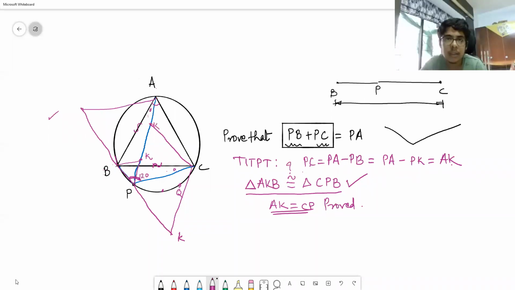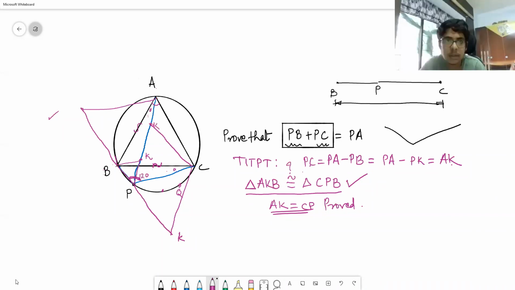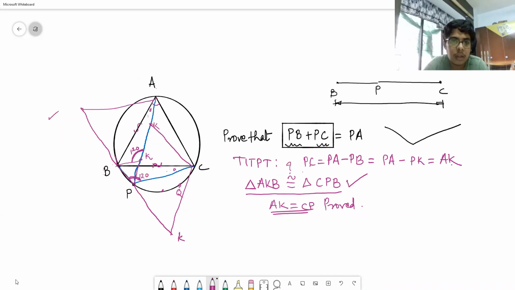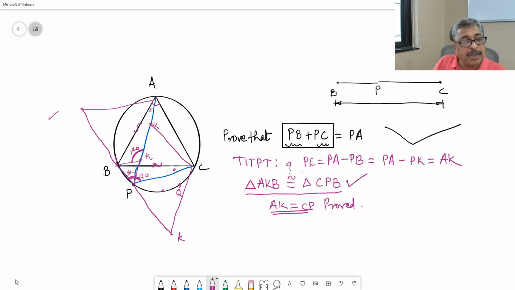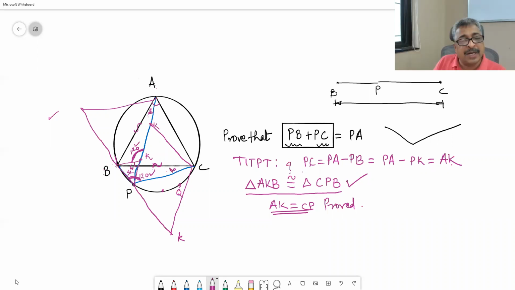Why is this angle CPB 120? Have you understood? Because the opposite angle is 60 and it is cyclic. But why is this angle also 120? Because this happens to be equilateral. Because the included angle is 60, PB is equal to PK, therefore this base angle is also 60, and hence the outside angle is 120. So this angle equals this angle. Good that you have asked, I missed explaining it.